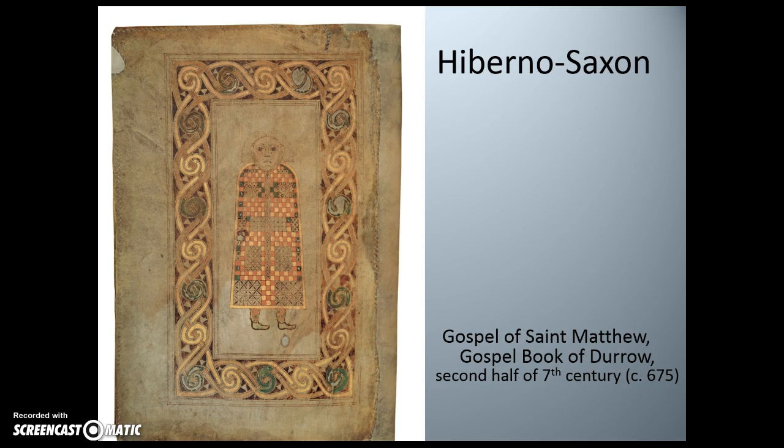All right. So now we're going to move into this mixture of Christianity themes and iconography. So this is the Gospel of St. Matthew. It's a page from the Gospel Book of Durrow, from the second half of the 7th century. Again, this is still under the Hiberno-Saxon style, but now we're starting to see this fusion of these migratory styles and traditions with Christian iconography.